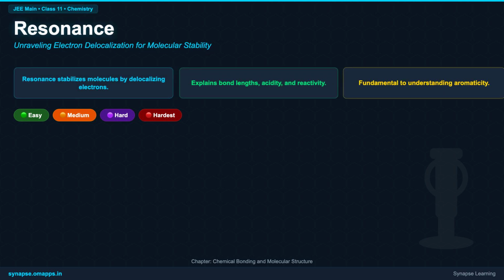Hello everyone, and welcome to this exciting session on chemical bonding and molecular structure for JEE Main Class 11 Chemistry. Today, we are diving deep into a fascinating concept, resonance. We'll start with the basics, build up to advanced applications, and prepare you for competitive exams. Get ready for an enlightening journey through easy, medium, hard, and hardest levels of understanding.